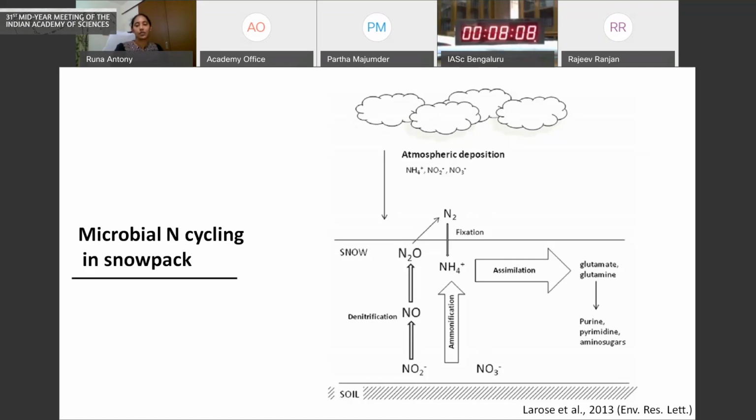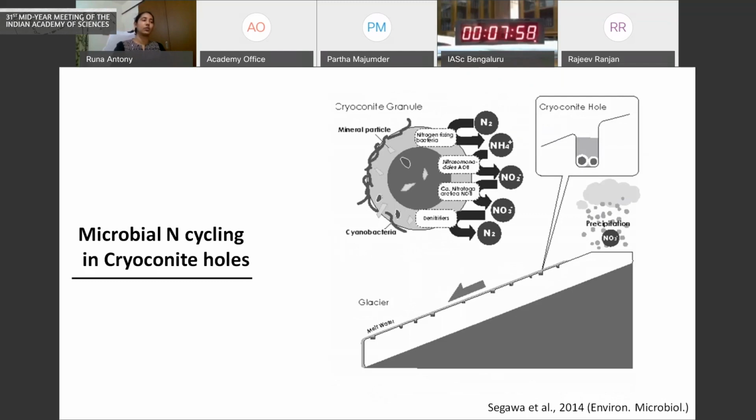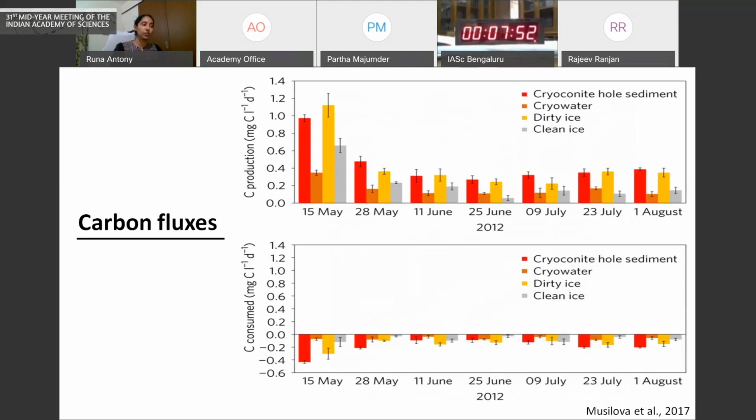And here the thickness of the arrow just represents the number of microbial sequences associated with each process. And similarly, active nitrogen cycling has also been shown to occur in cryoconite hole granules. And ice sheets also matter for the global carbon cycle because cyanobacteria and algae on the ice surface capture carbon dioxide from the atmosphere and convert it into organic matter. Other bacteria then break down this organic matter together with organic matter from other sources and generate carbon dioxide that is released back into the atmosphere.